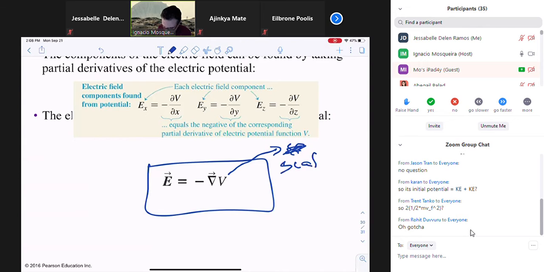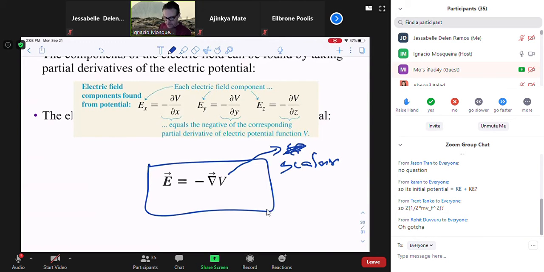It's not a vector. Just like the potential energy is not a vector, the potential is not a vector. So you might wonder, how do you get a vector out of it then, if the scalar is not a vector? Well, it turns out that when you take a gradient, you can turn a scalar into a vector.